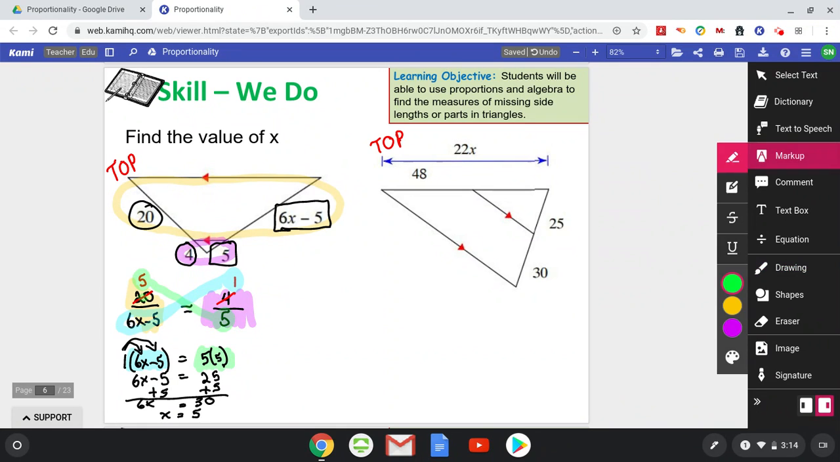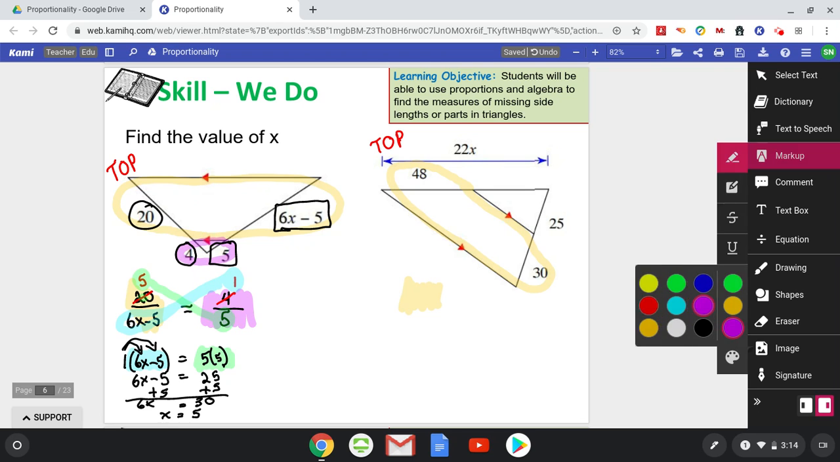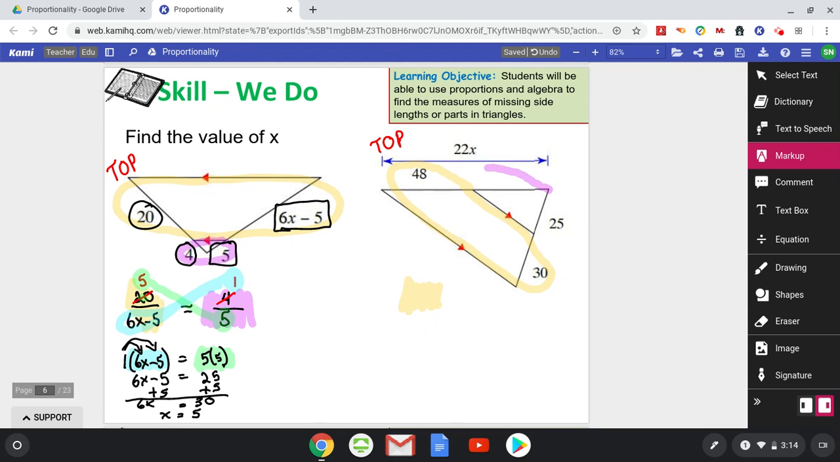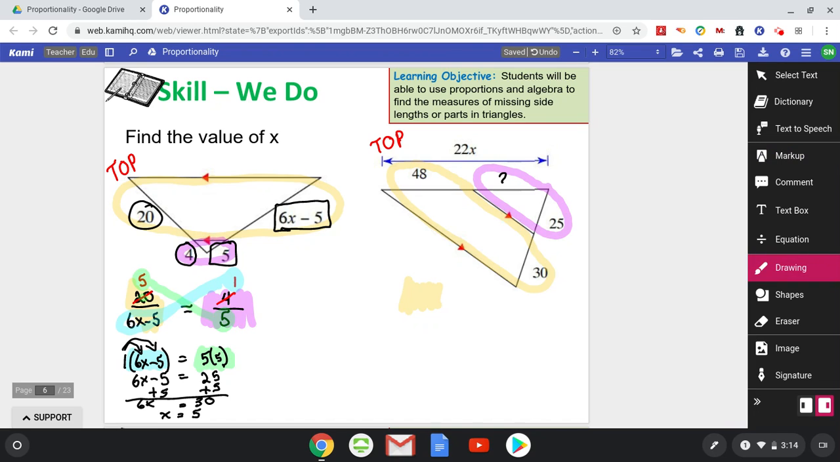Okay. After doing that, we have to figure out which numbers go on which fractions. So let's use the same colors and do the same thing as we did on the problem on the left. That means that the numbers between the two parallel lines, that's 48 and 30, would be one of our fractions. And on the other one, we also determine that the numbers on this piece right here would be another fraction. The only question is, what is the value of question mark? How can we get that?